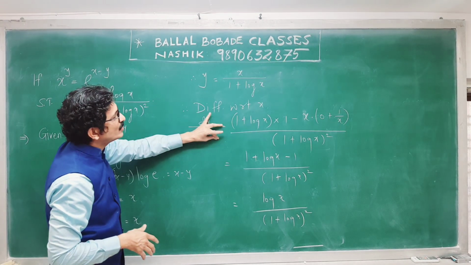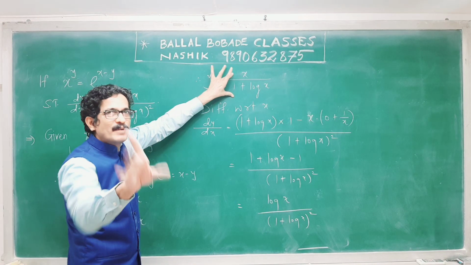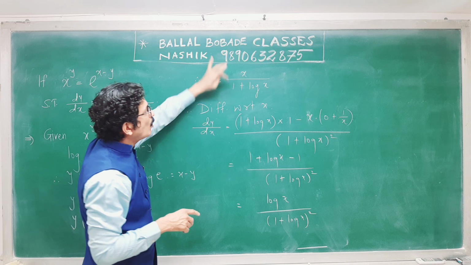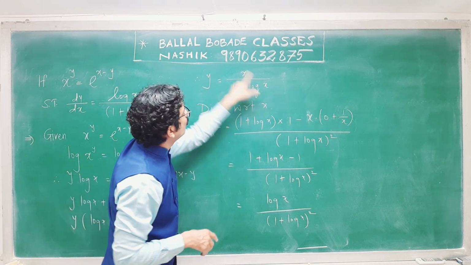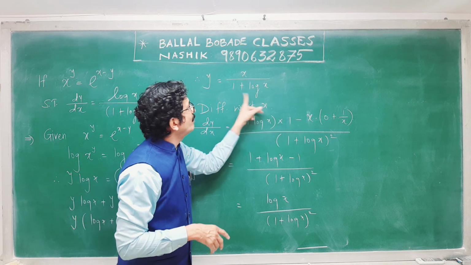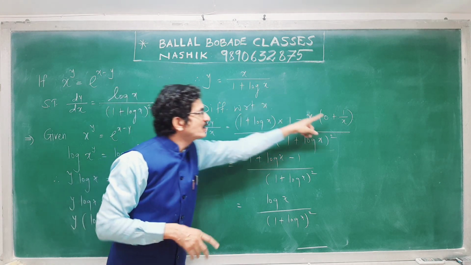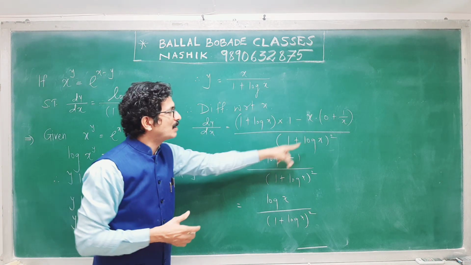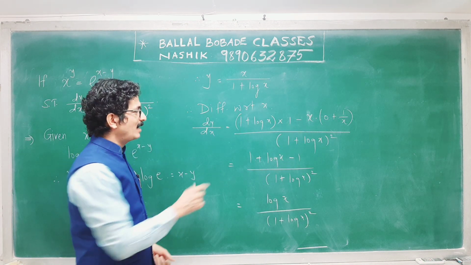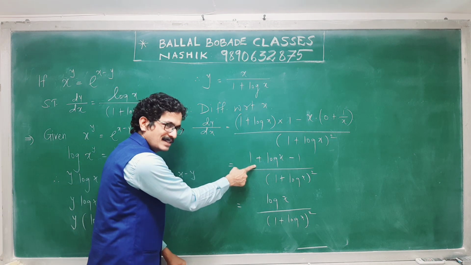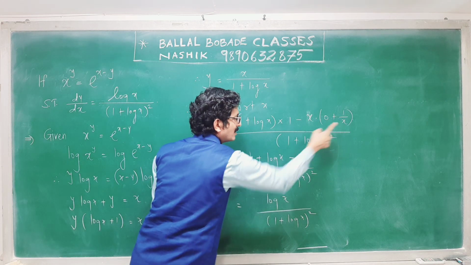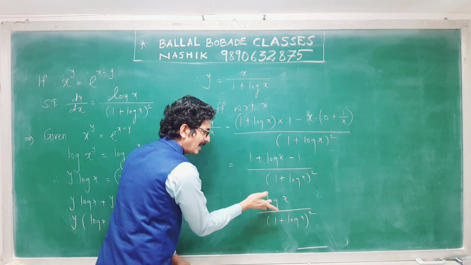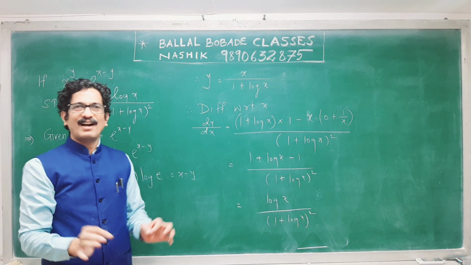dy by dx equal to, you see, the u upon v rule must be applied. Derivative rule, u upon v: v times derivative of u minus u times derivative of v. Derivative of 1 is 0 and derivative of log x is 1 by x, upon v square, that is (1 plus log x) the whole square. Simplify. See, 1 plus log x as it is, x into 1 by x is 1, 1 getting cut, and what remains is your final answer.